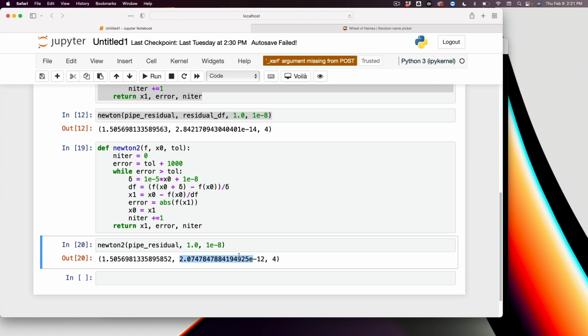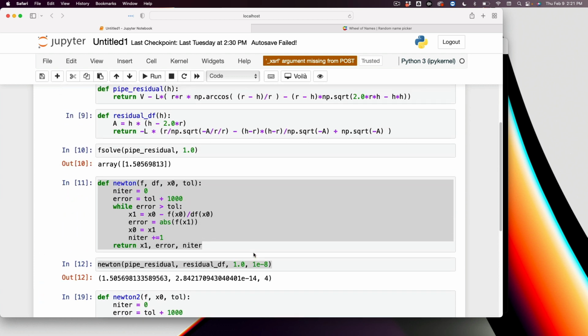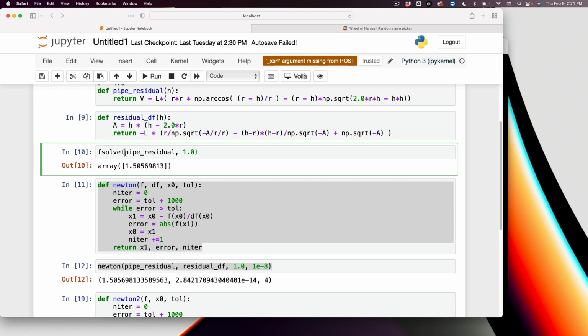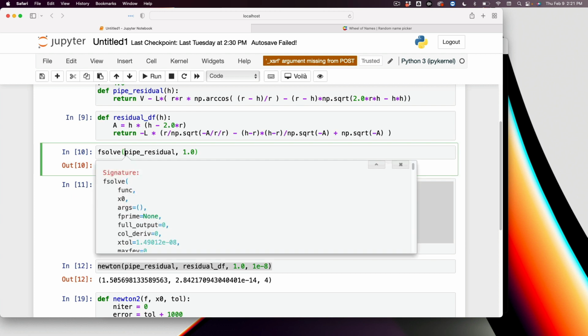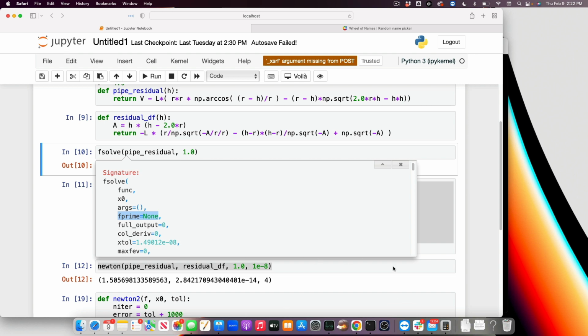Okay, fsolve internally is doing that, okay? Because you don't provide fsolve with a derivative. You have the option to provide it with a derivative. If you go to fsolve and enter the parentheses and shift tab, you see f prime over here. You have the option to give it an analytical derivative, okay? But you don't have to, okay? All right.